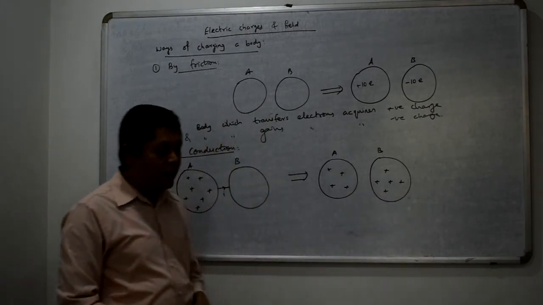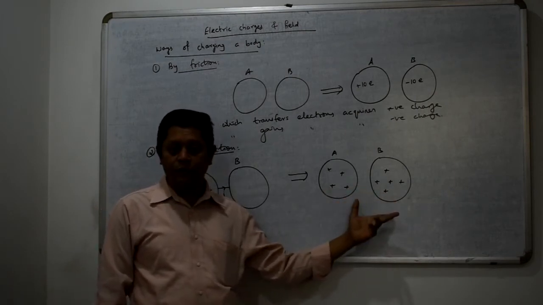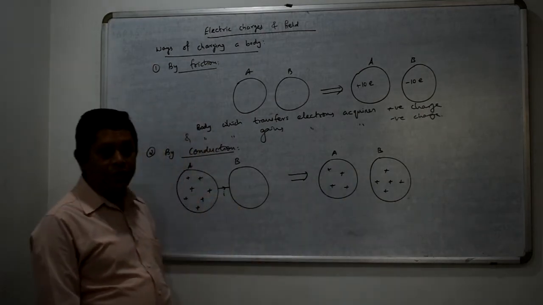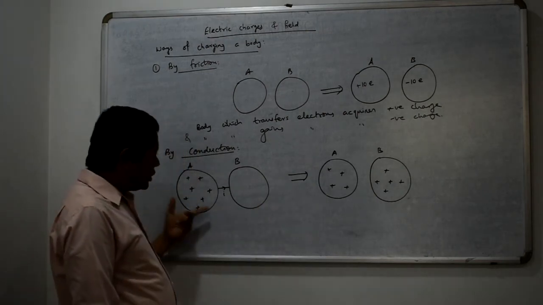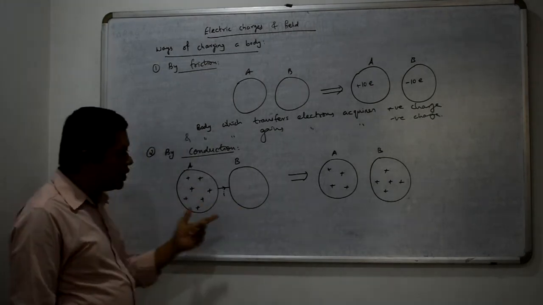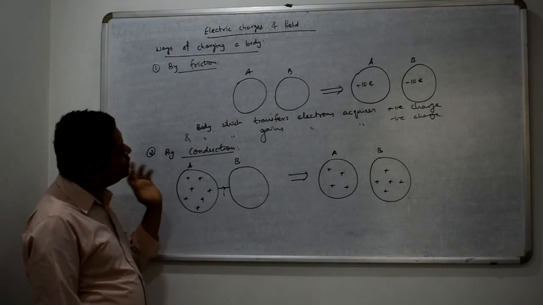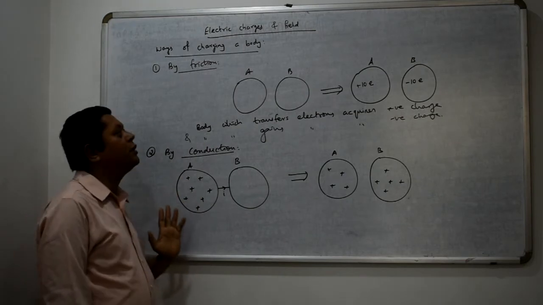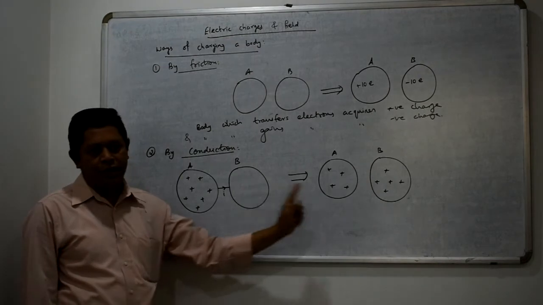It is not necessary that for the potential to be equal, the charge on both the bodies is also equal. It depends on the shape or the size of the body also. Okay, so this is a process we call conduction. Again, here also the charge transfer is because of movement of electrons. So we can say the charging of a body can take place due to the transfer of electrons. In friction also there is transfer of electrons. Here in conduction also there is transfer of electrons.